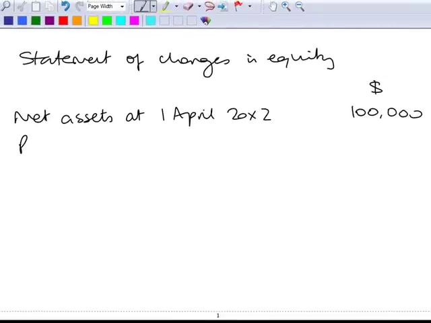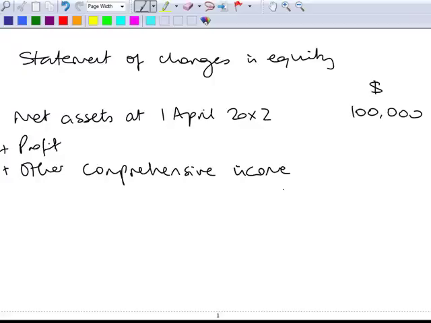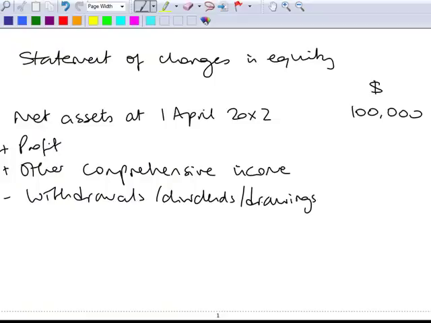The things that might increase it would be profit, plus any other comprehensive income, which is probably a little bit unlikely in the paper F3 exam, but it could be there. What's going to reduce it are withdrawals, otherwise known as dividends, otherwise known as drawings. I think in the exam it's likely just to be called withdrawals from the business. And the other thing that would increase it is going to be new capital introduced.